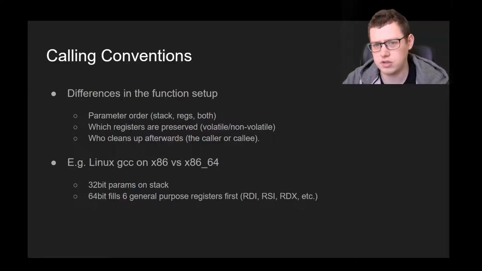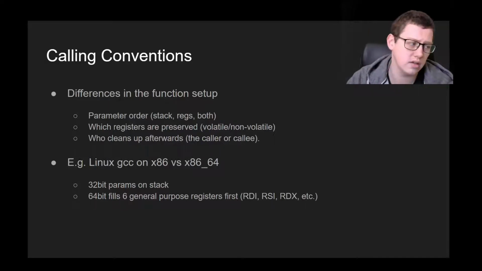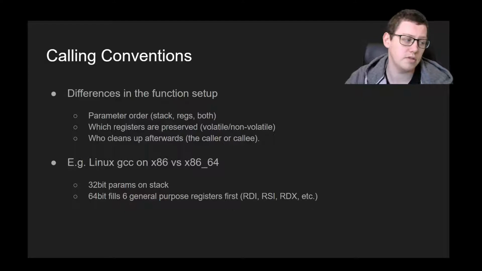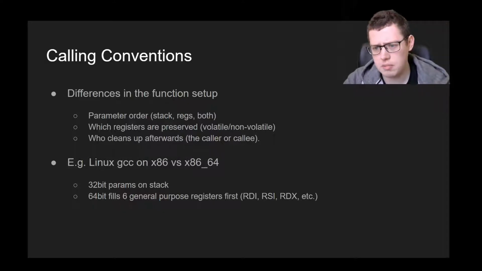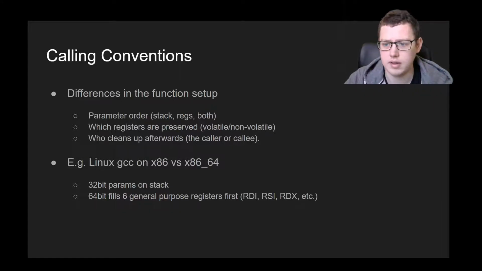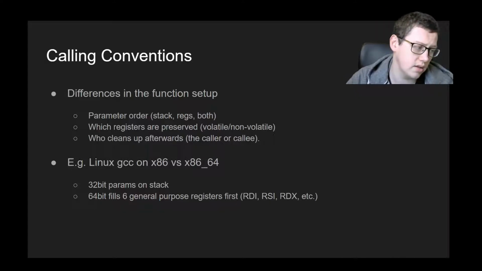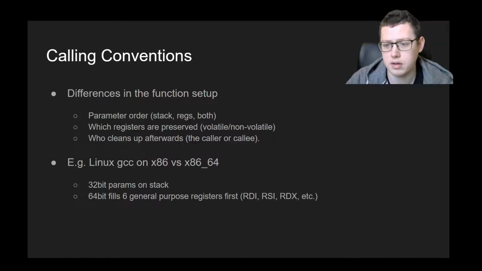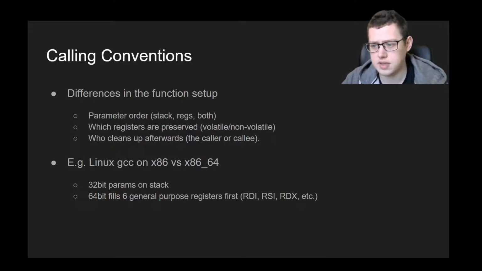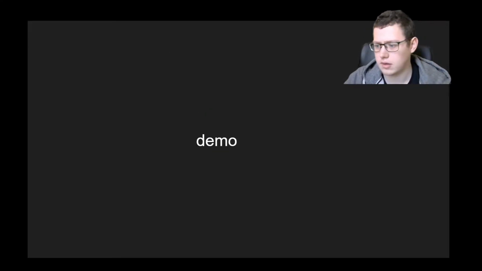An example to illustrate this is that on Linux with GCC, the difference between the way that 32-bit binaries and 64-bit binaries are typically built is that 32-bit binaries just put all the parameters on the stack, and they also put the local variables on the stack. But when you're compiling a 64-bit binary, GCC will actually fill 6 general purpose registers first, and then start using the stack when it runs out of those, to try and avoid stack corruption. Alright, so I'll give a quick demo.